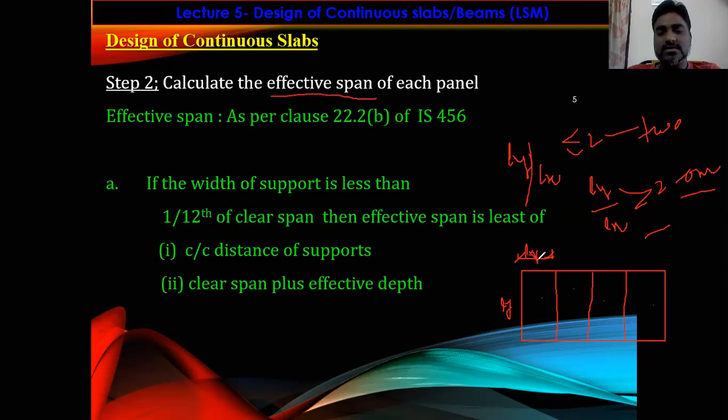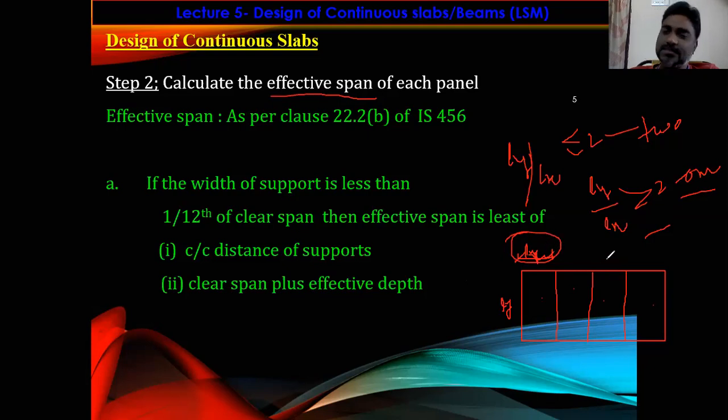Always Ly is the longer span direction, Lx is the shorter span direction, right? So if it is a one-way slab, you need to determine the effective span for the shorter span, right? Because the bending occurs only in this direction.